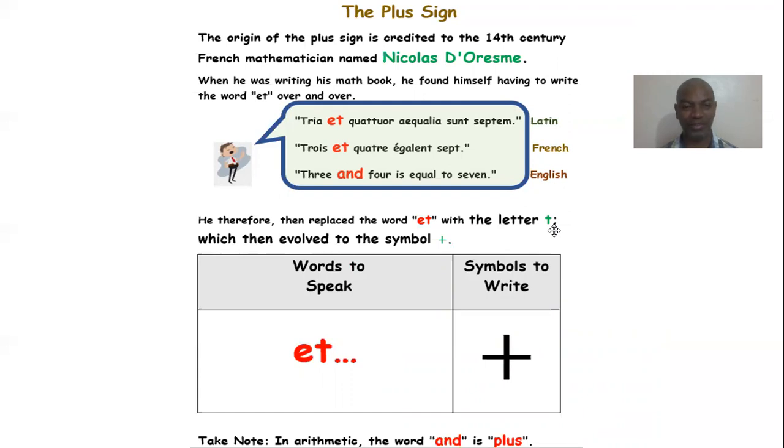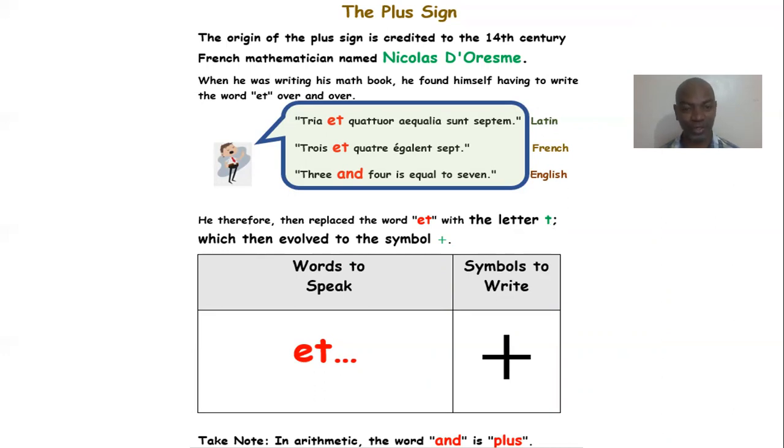So you have those 3 translations of those 3 sentences in 3 different languages, but as you can see, the Latin and the French both use the word et for and. Okay, so he replaced the word et with the letter T, which then evolved to the symbol plus. So you can see that that's where our plus sign originated from.